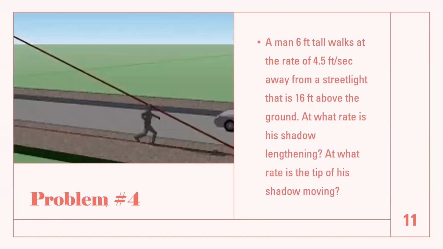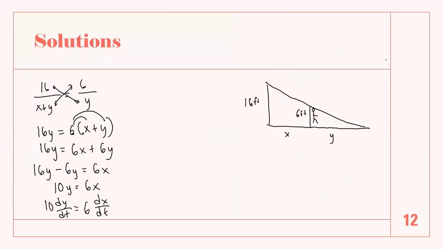Okay, so going back to the problem, 4.5 feet per second is the rate at which a man walks away from a street light. So the distance he walks from the street light is what x represents. Okay, so the rate of this is dx over dt. So that means our dx over dt is 4.5 feet per second.